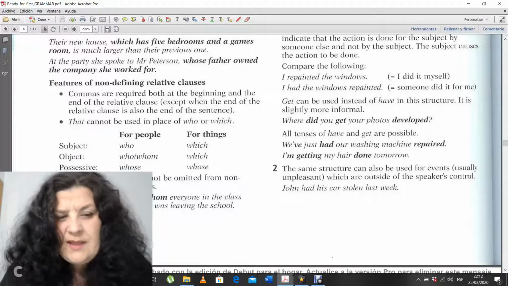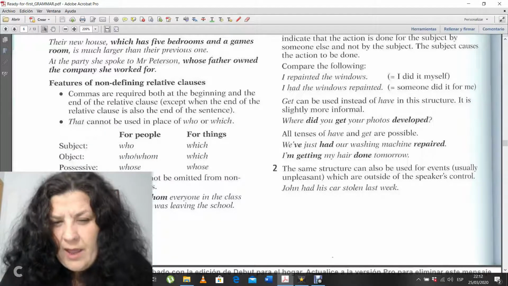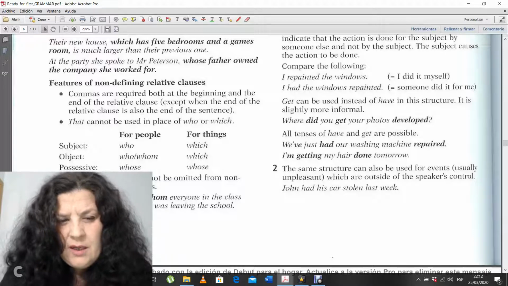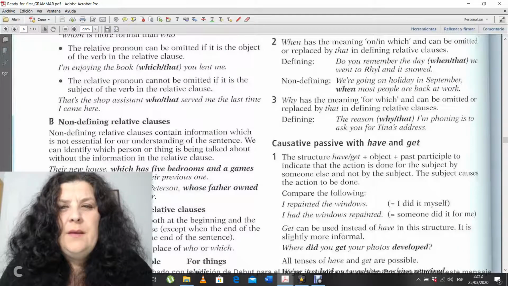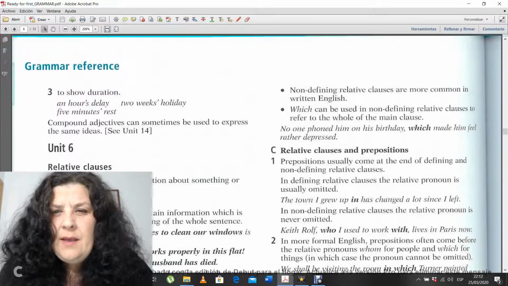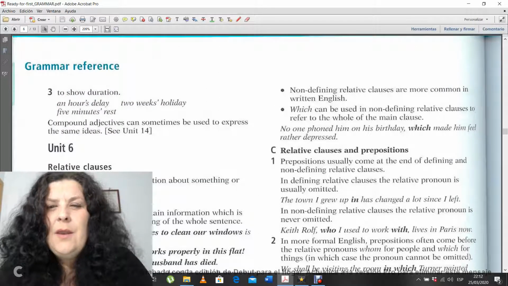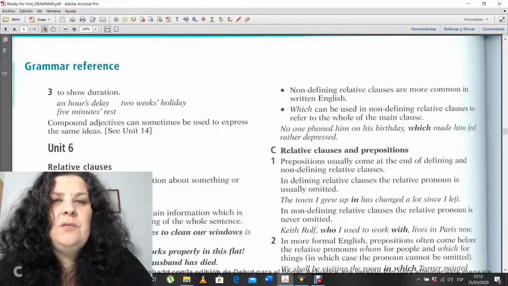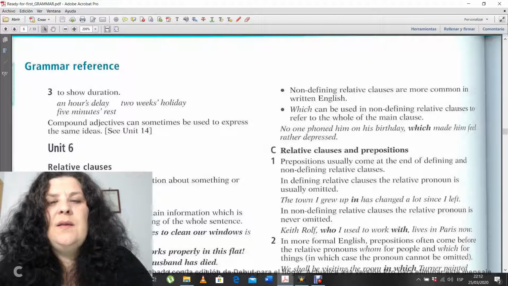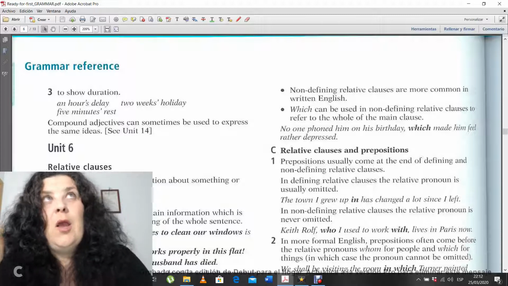You could say, her maths teacher, comma, who or whom everyone in the class adored, announced that he was leaving the school. Okay? Right. Non-defining relative clauses are more common in written English. Well, that's obvious because if you are speaking, you're not going to say comma, right?